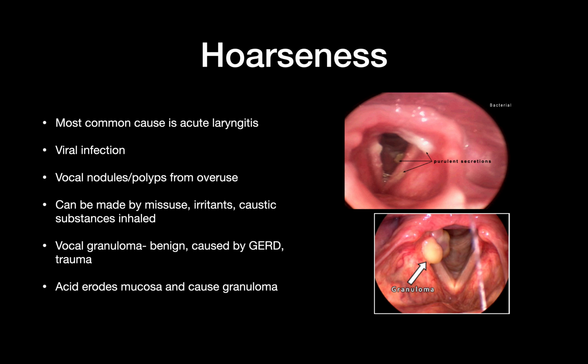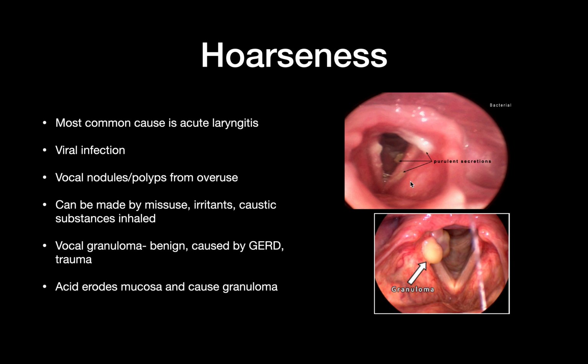So hoarseness can come from a variety of different etiologies, but the most common etiology is acute laryngitis, which is usually a viral infection. So this can be strep throat or mono, and that causes basically purulent secretion. That's one of the main clinical signs, along with the sore, painful, hoarse voice, sore, painful throat.